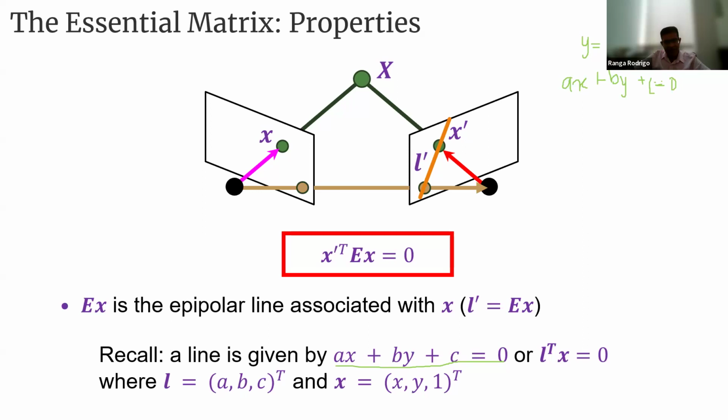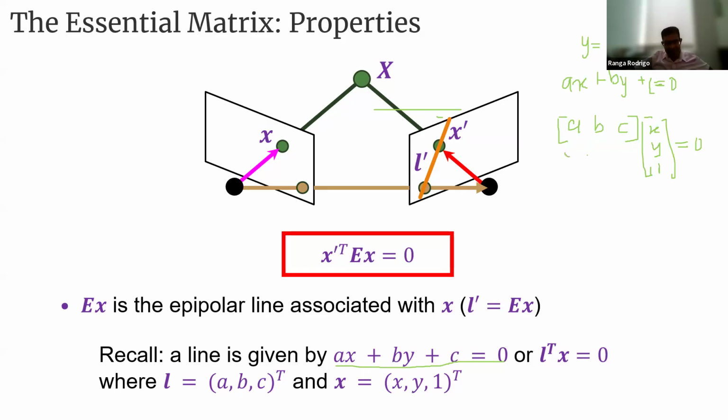Now you can see if I gather the parameters of the line, the parameters are A, B, and C. I can write it like this: A, B, C. Consider that as a vector. And I will collect X, Y, and 1 here. So this is equal to 0, right? So if you have a line parameterized in this fashion, with A, B, C, and a point is X, Y, 1, their dot product must be 0.